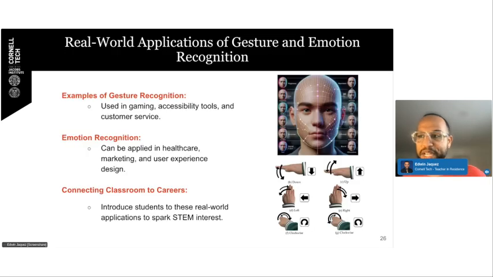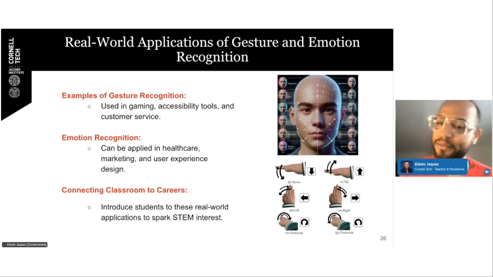So I know I've been bringing up real world applications. So here are some examples. For gesture recognition, like I said before, it's used in gaming, accessibility tools, and customer service. Emotion recognition is often used in healthcare and in marketing campaigns as well.